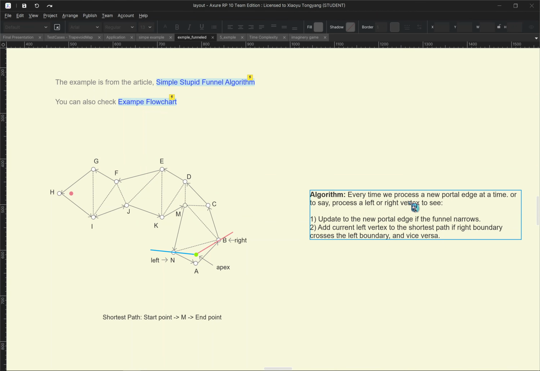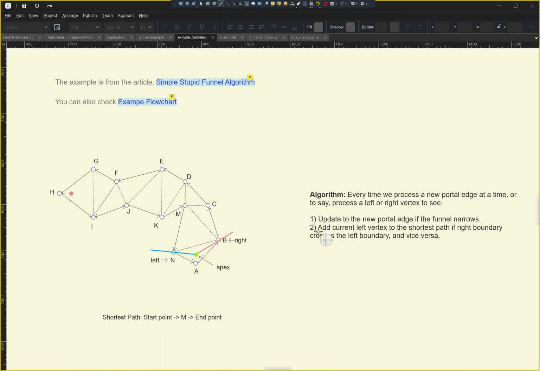It doesn't matter, it's up to you. So every time we process a new portal edge to see if the funnel narrows, we update to the new portal edge. And second, add the current left vertex to the shortest path if the right boundary crosses the left boundary, and vice versa for right vertices. So what does this mean? Let's go through this example, and I think you will understand it.